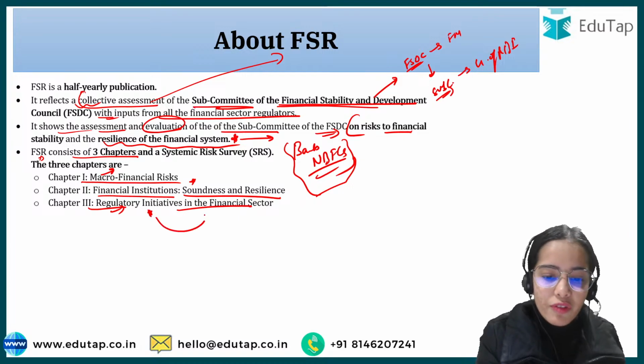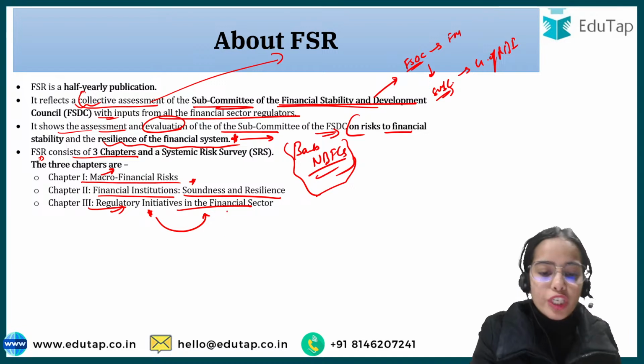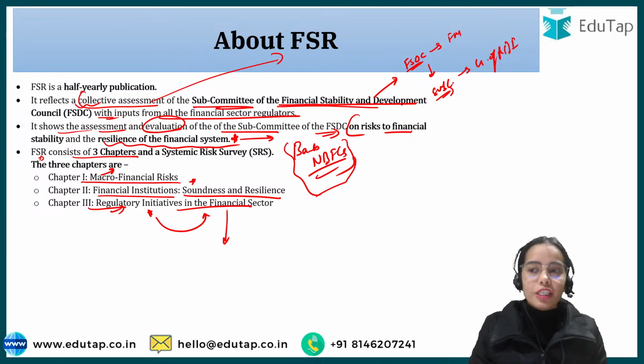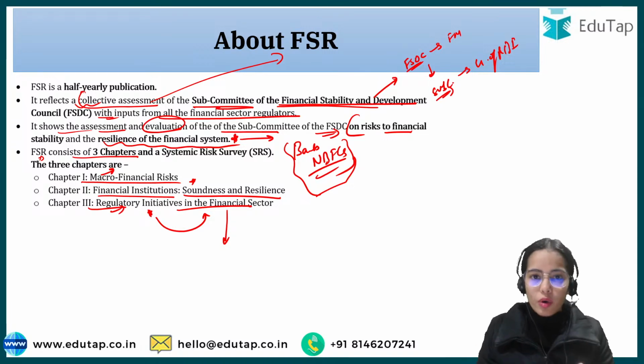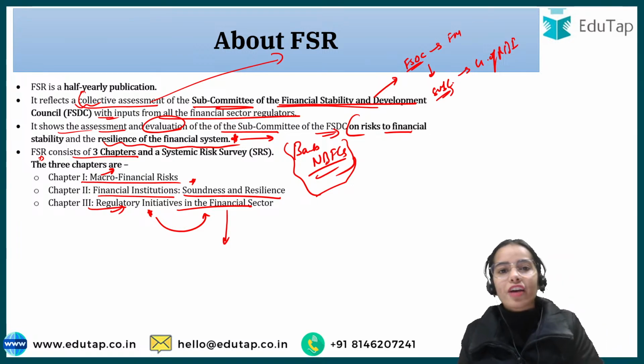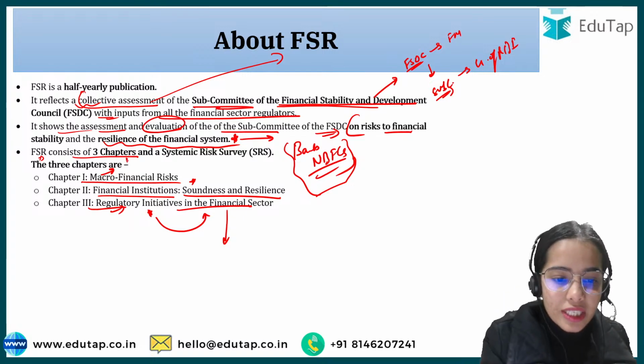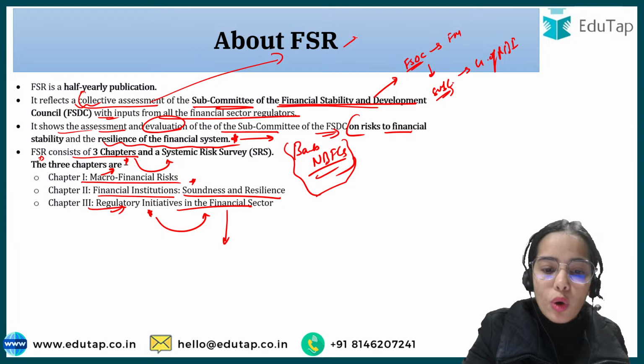Regulatory initiatives in the financial sector is the third chapter, in which we discuss all the initiatives that have been taken by the different regulators in the last 6 months. So what are the regulatory initiatives that have been taken in the financial sector by RBI, SEBI, IRDAI, and such.